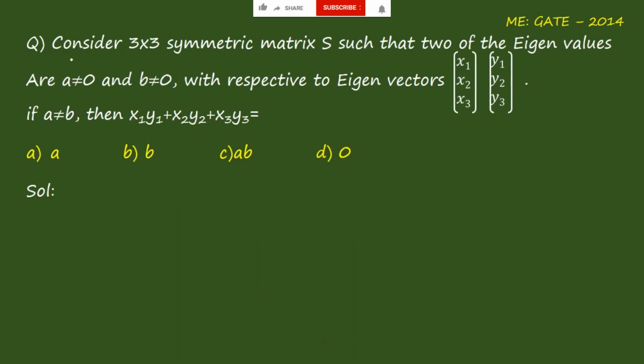Next question. The question is: consider a 3 cross 3 symmetric matrix S such that two of the eigenvalues are a not equal to 0, b not equal to 0, with respective eigenvectors x1, x2, x3 and y1, y2, y3.